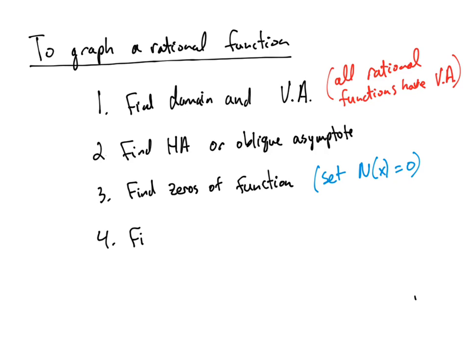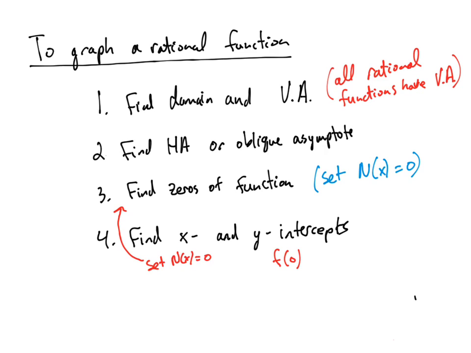Next, we want to find the X and Y intercepts. Okay, so to find the y-intercept, we evaluate f of 0. To find the x-intercept, we set the numerator equal to 0. So this is in line with what we're going to do in number 3. And then lastly, test points to graph.